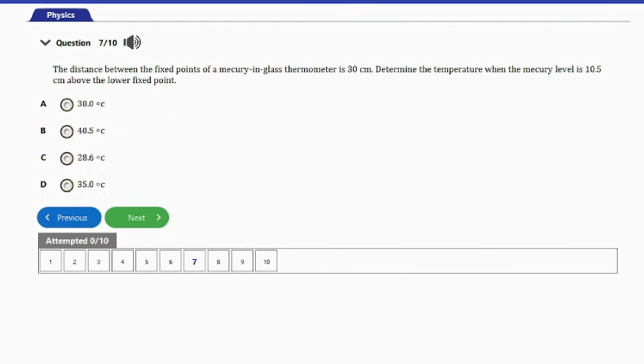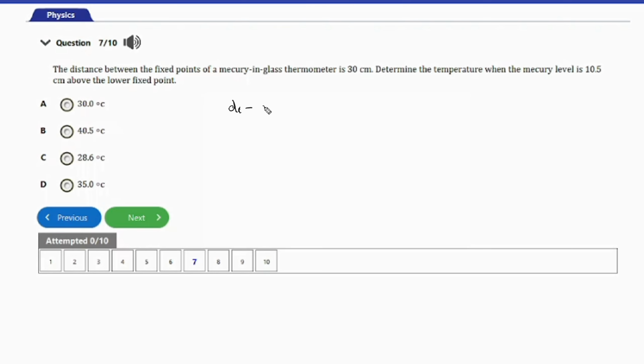So that's question number 7 here. It says, the distance between the fixed points of a mercury in glass thermometer is 30 cm. Determine the temperature when the mercury level is 10.5 cm above the lower fixed point.